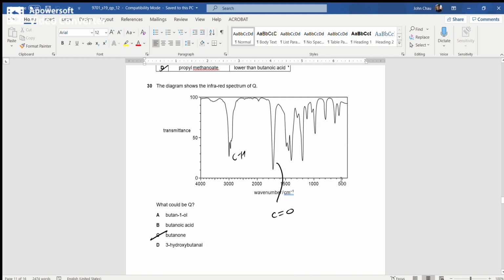Question 30. Now, what could be Q? This one is caused by carbon hydrogen, this one is caused by carbonyl at 1700. So the best answer would be C.